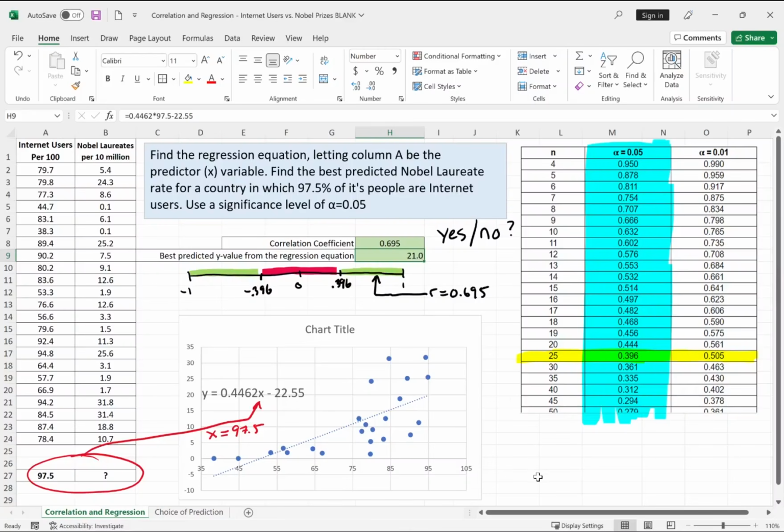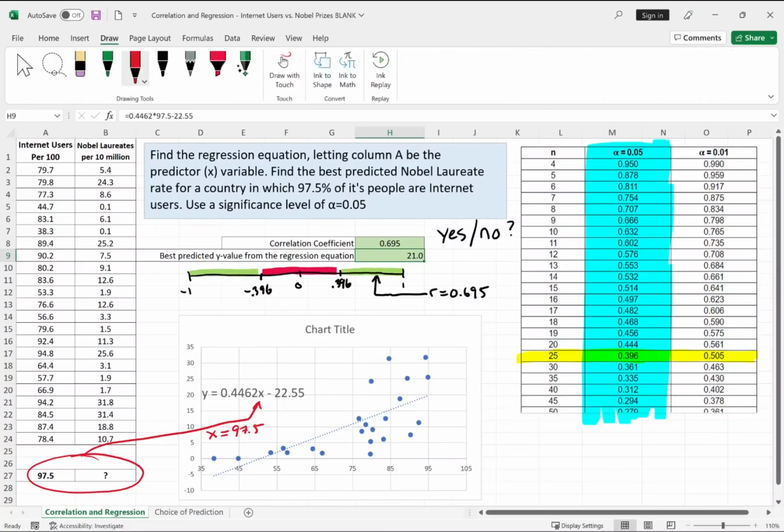So to answer the question, how many Nobel Prize winners would we expect per 10 million people? If 97.5% of the country's people use the internet, we would expect 21 Nobel Prize winners. 21 Nobel Prize winners for every 10 million people. All right, that does it for this. This is our third and final example of correlation and regression.